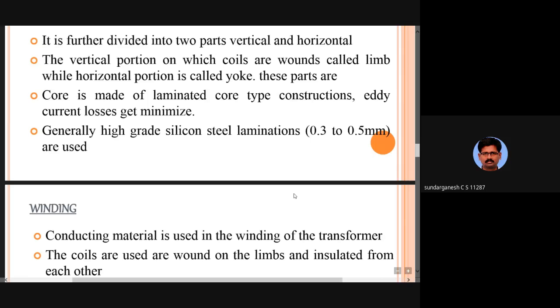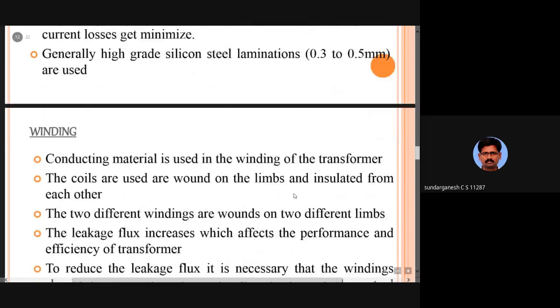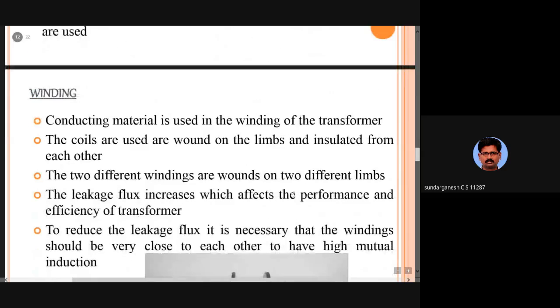So another material used in a transformer is the winding. This is the actual current-flowing material. The conducting material we call a winding. These coils are wound on the limbs. On this side one limb, on the other side another limb. The coils are wound on the limbs and insulated from each other.